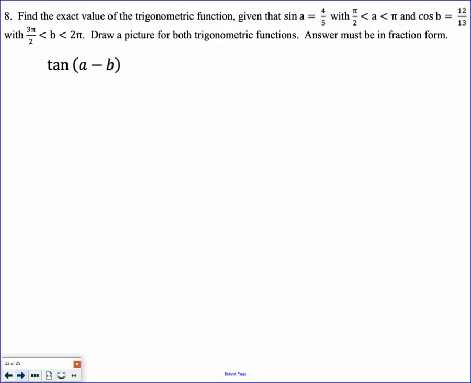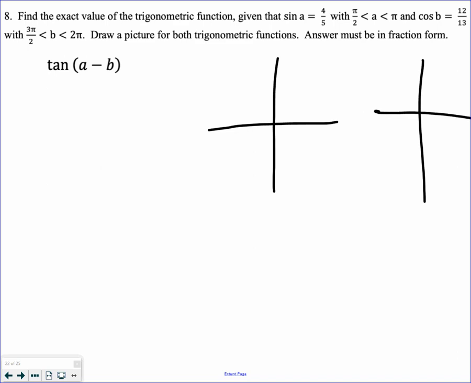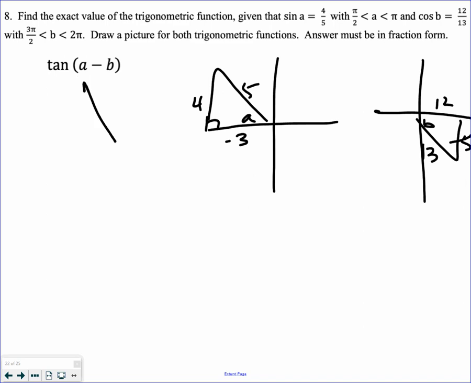Tangent. Tangent is not a friendly one. So here we go. They're giving you the exact same picture. I probably should have kept the picture from the last one, but I'm going to draw in the exact same picture that I had before. 12, 13, -5 for B, and then A was 4, 5, -3. So that hasn't changed. There's A, there's B. But now what I'm asking is different.